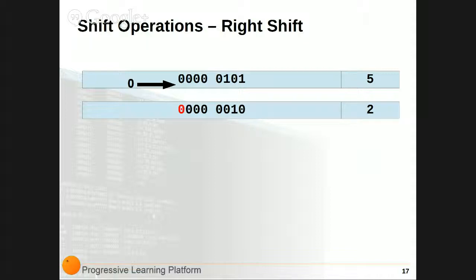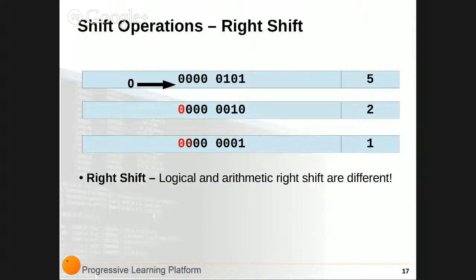When you go home, you can fire up your C compiler and do int a equals 5 and b equals 5 over 2. You'll get a 2, because that's how integers represent numbers. If you shift it again, it becomes 1. So with right shift, logical and arithmetic right shift are different. This is unlike left shift, where it's equivalent. You just put in zeros.